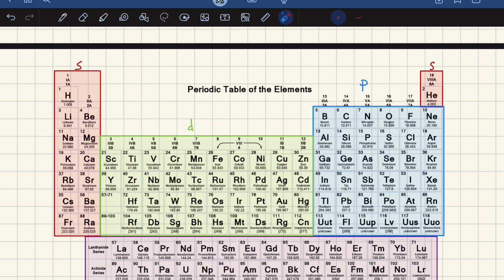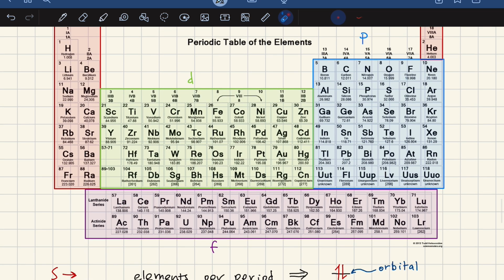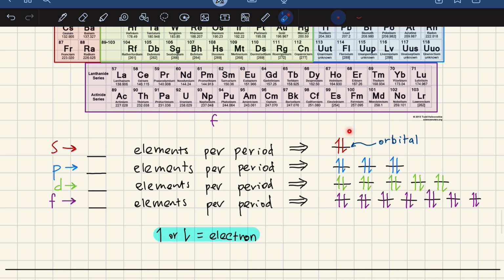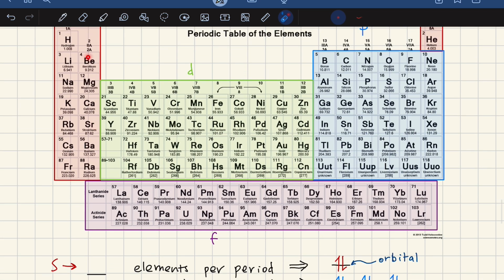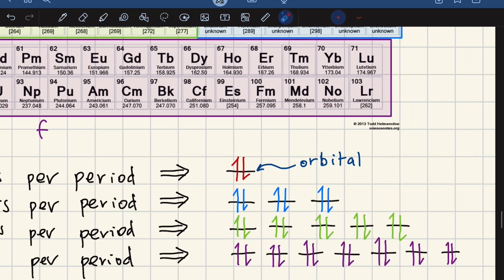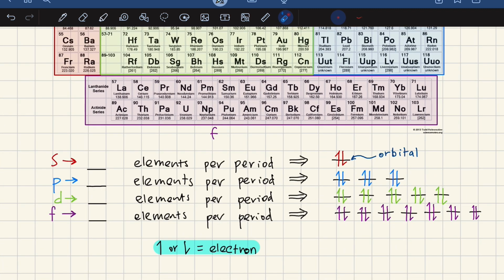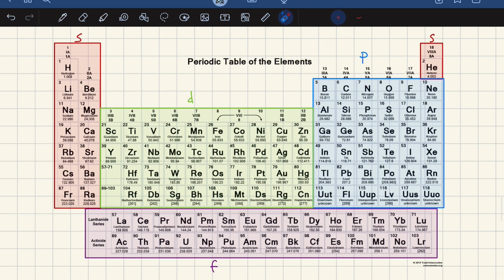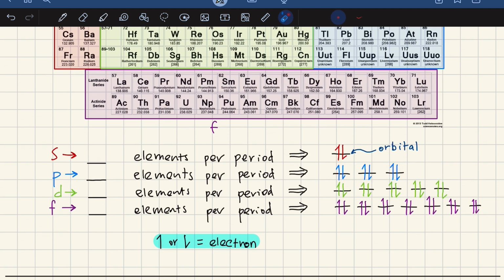But if we look at this, we can see that the s subshell has 2 elements per period, p has 6, d has 10, and f has 14. And the picture on the right will probably look familiar in a high school or college level chem class. Here the s subshell has 2 electrons, corresponding to 2 atoms, that we organize into one orbital, and then p has 6 electrons, because there were 6 atoms, that we place into 3 orbitals. d has 10, so we put it into 5 orbitals, and so on. You get the idea.